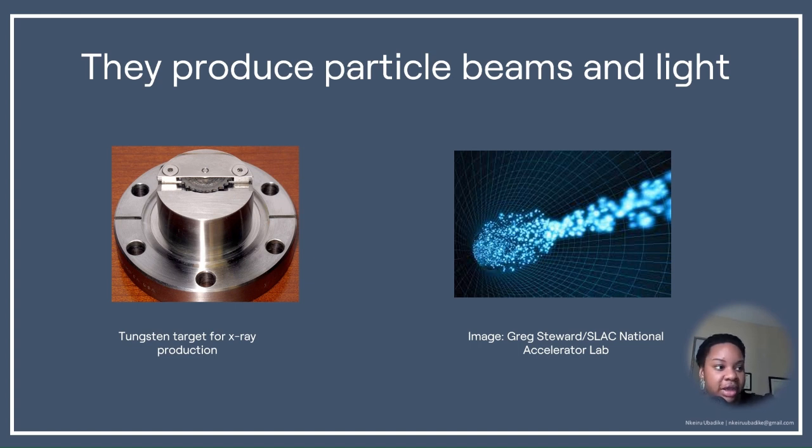And on the other side of the screen, we have a tungsten target, which plays a crucial role in how you turn an accelerated particle beam into light. And unlike radioactive sources, the radiation can be turned off in a particle accelerator once it itself is turned off, thus making it a safer option.